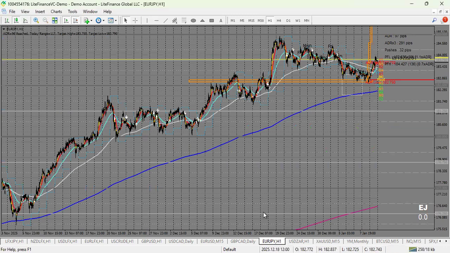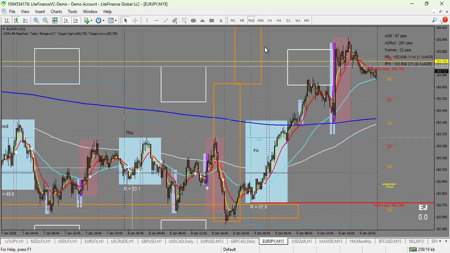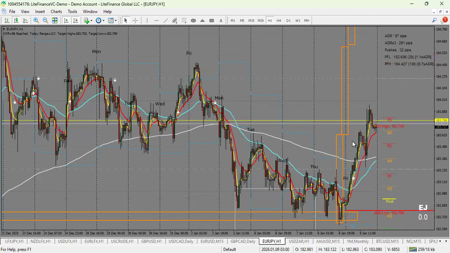Okay, so we are bullish on EURJPY. Now, if we should have a stop and flow, where would it go? I think around this extension zone, and then the market goes up.